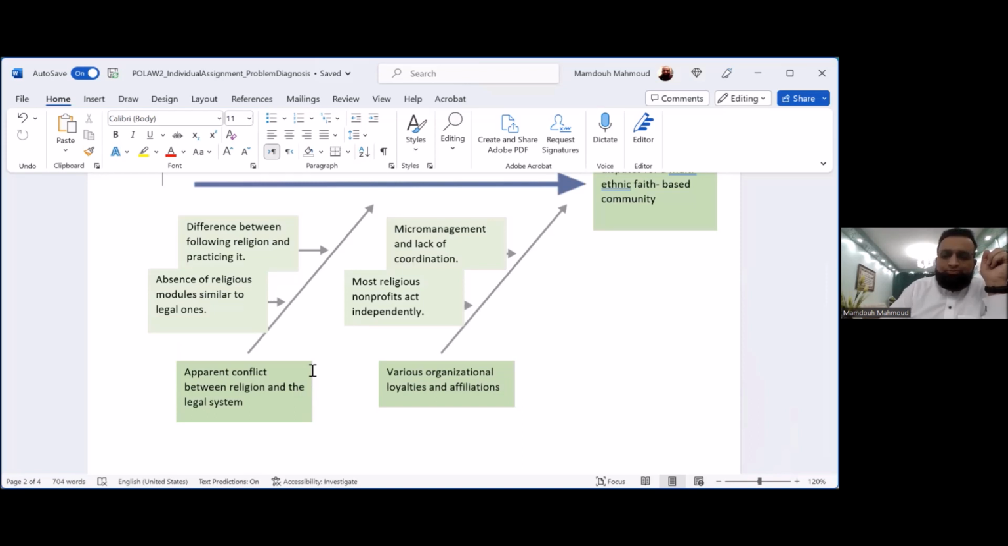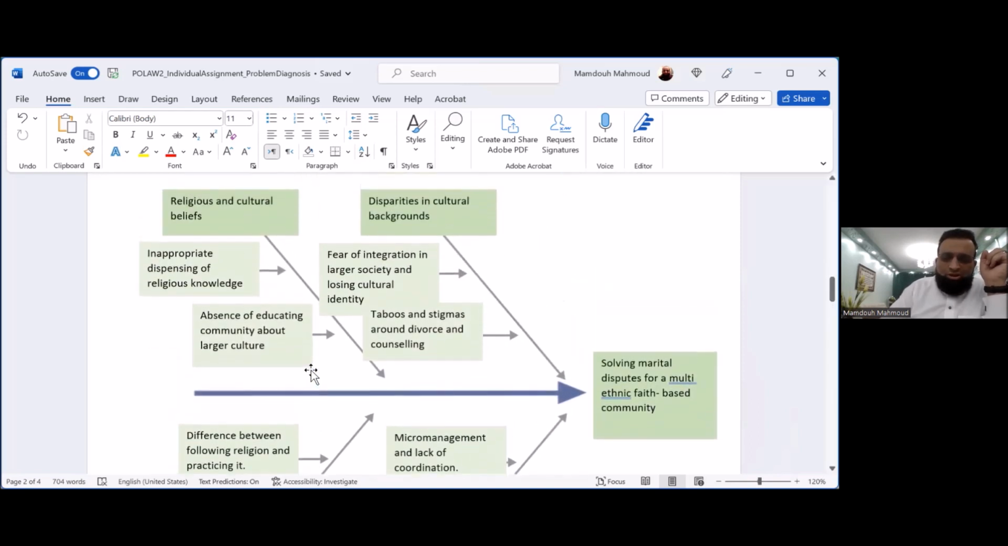So don't go anywhere. Subcategories of disparities in cultural background. You have fear of integration in larger society, losing cultural identity. You have many brothers and sisters that come to the masjid and they're afraid to be part of the American civil society and all of that.